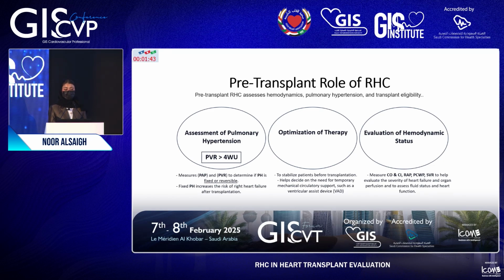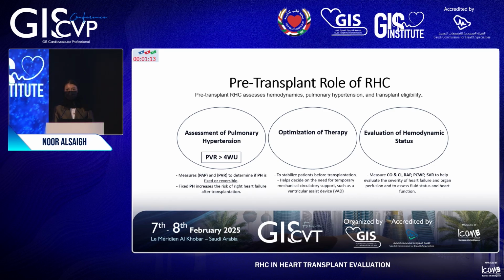We are going to optimize the therapy, or maybe think about a bridge device, which is a VAD, RVAD or LVAD, which is a ventricular assist device. If it's improved, we can send the patient to transplantation. Lastly, the evaluation of hemodynamic status. Simply, we need to do that to confirm the severity of heart failure and to confirm that the patient is really indicated for heart transplantation.